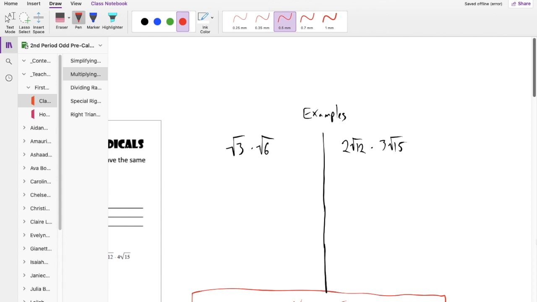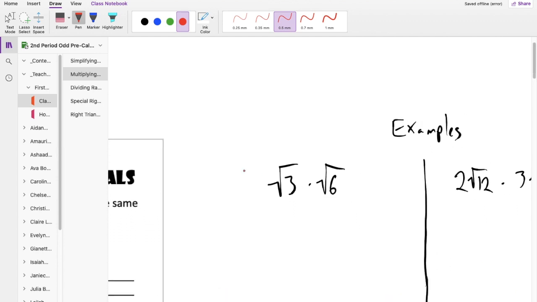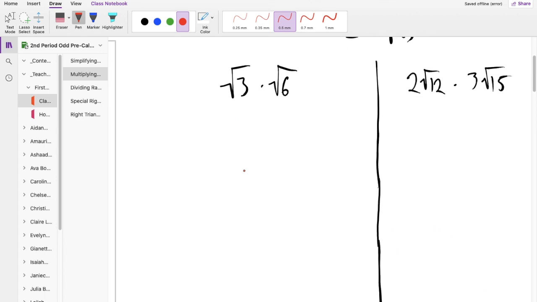So for this first example, we have the square root of 3 times the square root of 6. If you notice, both of these radicals have a coefficient of 1. So when I multiply these two coefficients, 1 times 1 is still 1. And then I can multiply the insides, the radicands. So I can multiply 3 times 6. So that gives me the square root, since we're still talking about the square root times the square root, of 18.